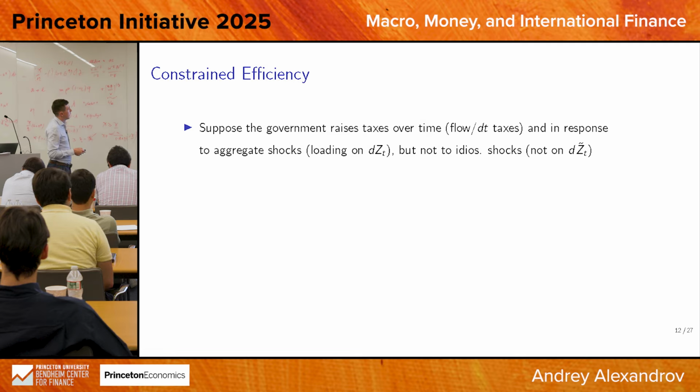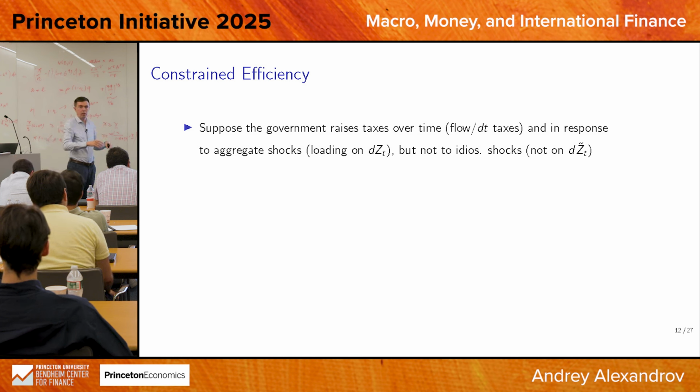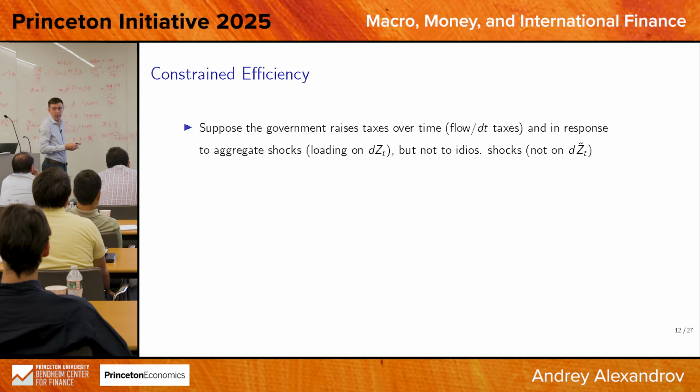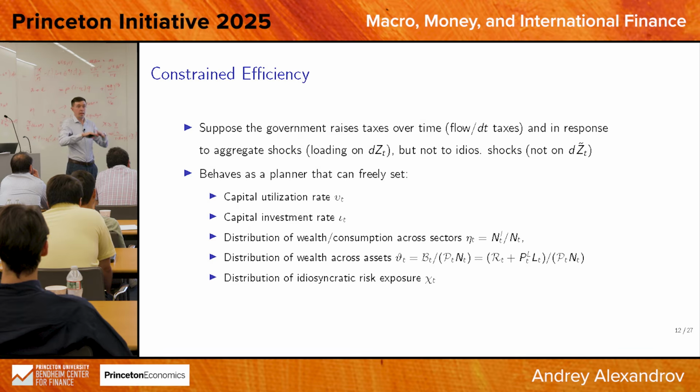However, we would not allow this government to do the same with respect to idiosyncratic shocks. So the government can take a chunk of the household wealth of everyone, give it to intermediaries, and distribute it proportionately, but it cannot come to two households and redistribute, for example, wealth between those two households. So that government is still going to be subject to idiosyncratic risk, but effectively not to the aggregate one. That means that this government behaves essentially as a planner that can freely pick all the aggregate variables in this economy, all the aggregate distributions, but not the within sector distributions.